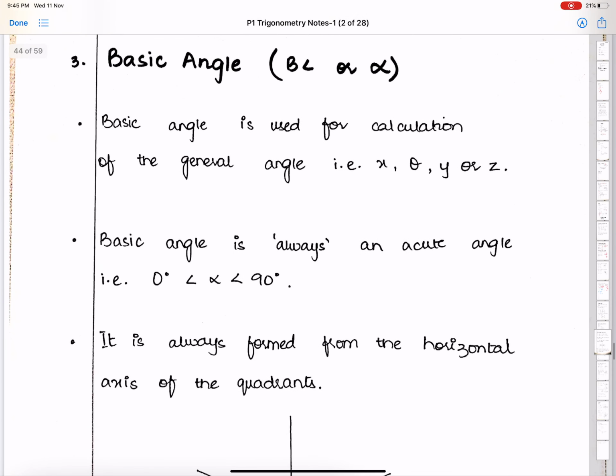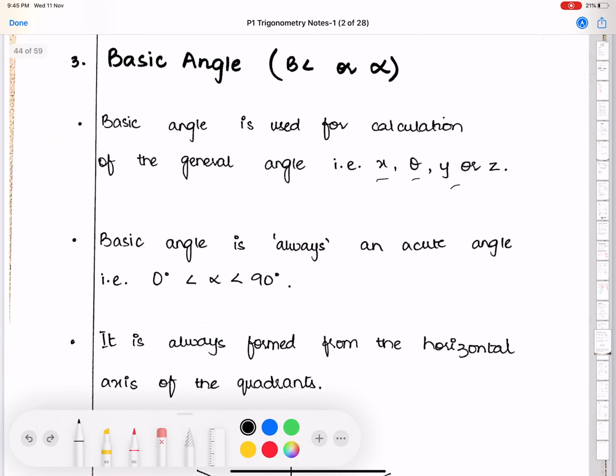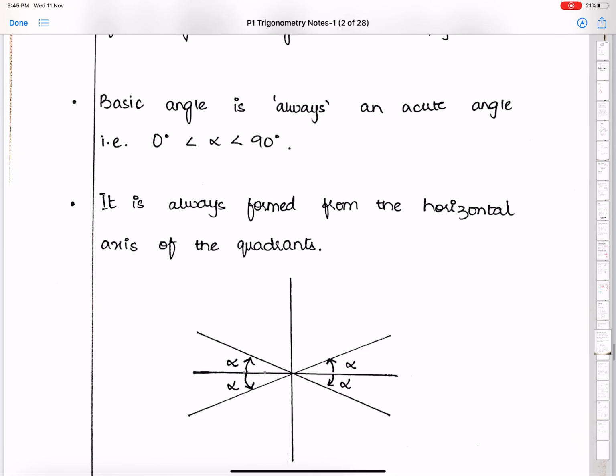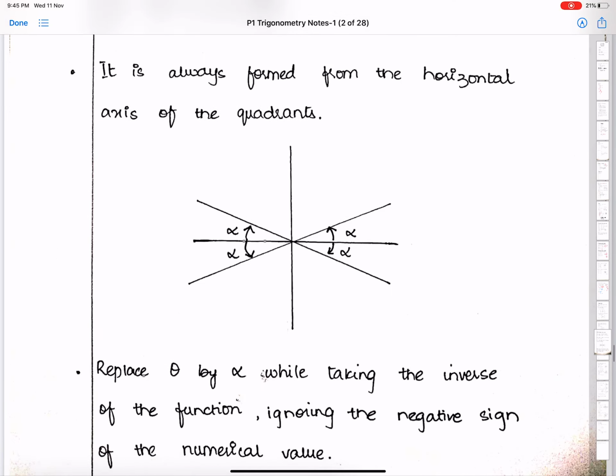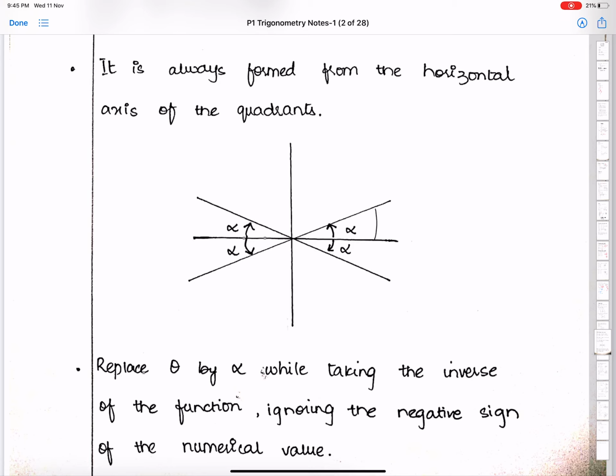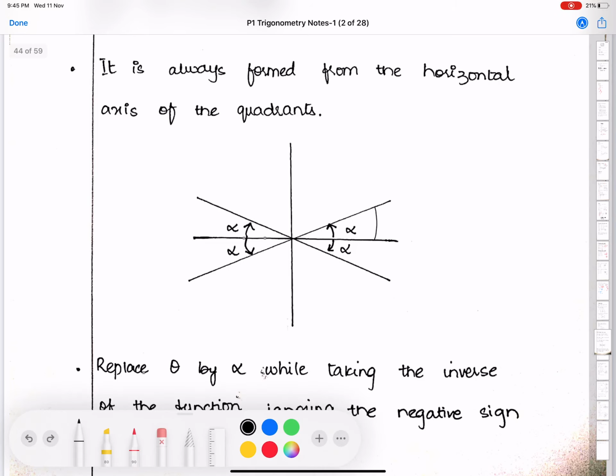Basic angle alpha. Basic angle is used for the calculation of the general angle, like x, theta, y or z. The second point is, basic angle is always positive because it is an acute angle. It can never be negative. It is always formed from the horizontal axis of the quadrants. If you are in first quadrant, this will be the basic angle, second quadrant this, third this, and fourth this. Make sure you always make the basic angle from the horizontal axis.